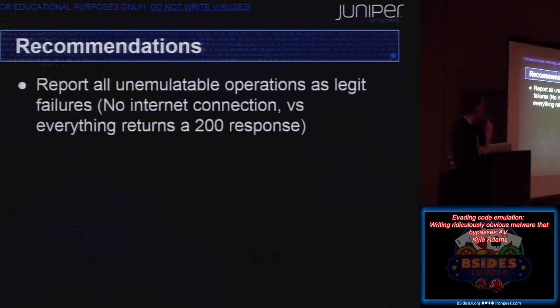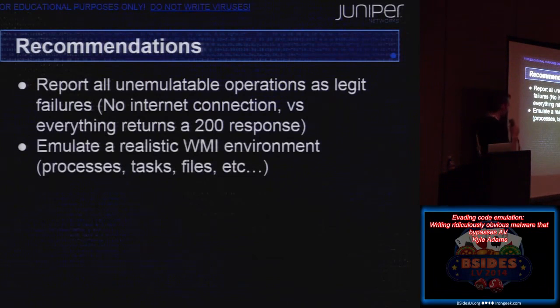So next one would be report all unemulatable operations as failures. So if you can't make an HTTP request, which you can't, throw back an error. It's not really that weird for a user not to have an internet connection. It happens. But if you pretend like they always have an internet connection, that becomes vulnerable. Emulate realistic WMI queries. So if you're going to return a process list, don't just return an empty list. Return a list that contains some legitimate looking processes. It doesn't have to be the ones on the box. Just return something.